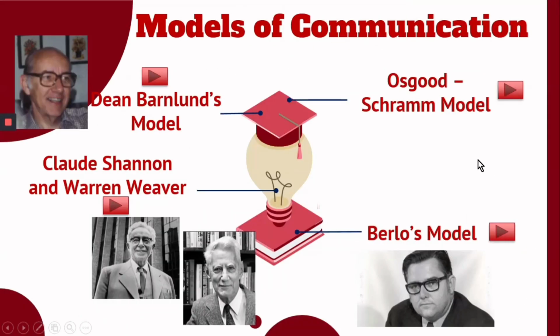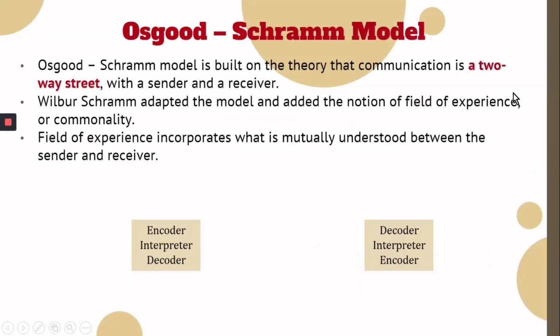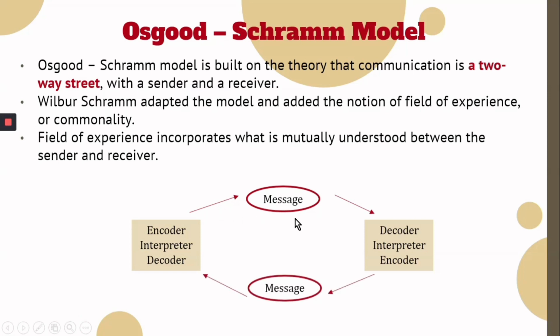The last model of communication that we will discuss is the Osgood-Schramm model of communication. The Osgood-Schramm model is built on the theory that communication is a two-way street with a sender and a receiver. Like the other models, this includes an encoder, interpreter, and a decoder. This model of communication is very simple and easy to understand. Just remember, under this model, communication is a circular process that involves feedback and messaging by both sender and receiver.